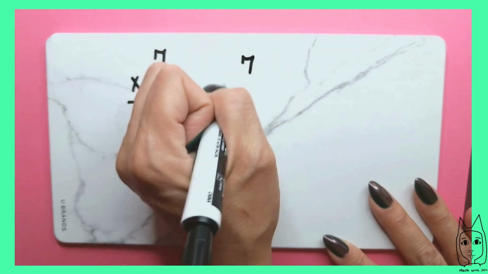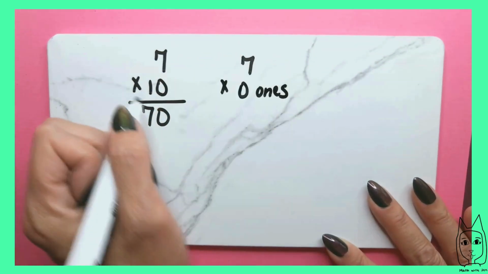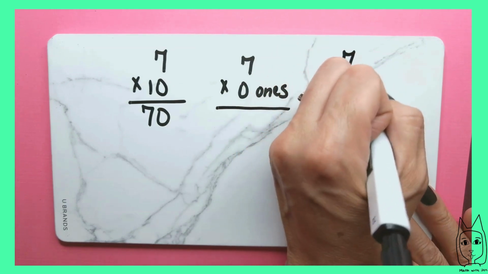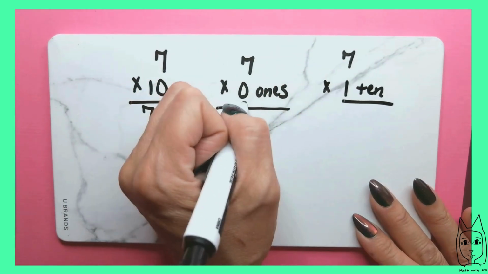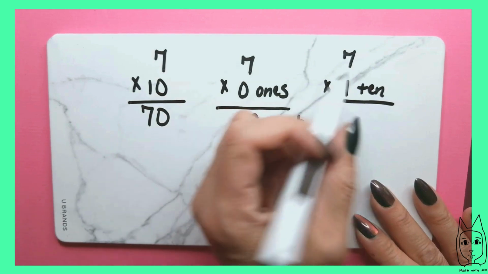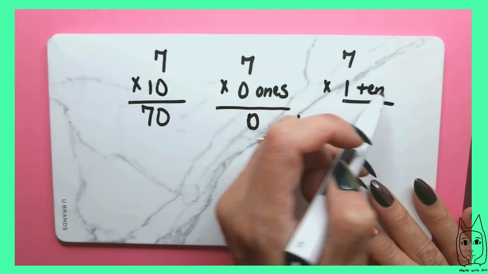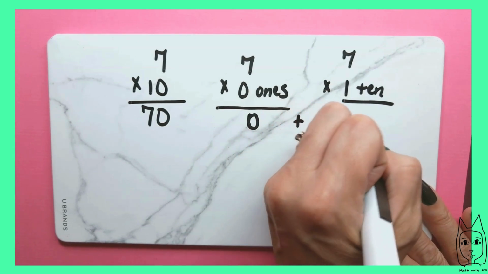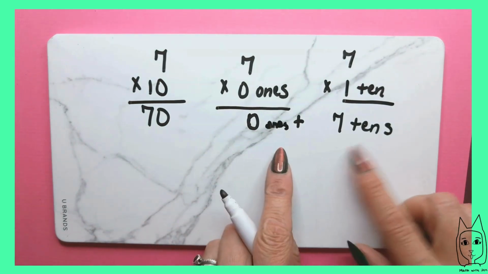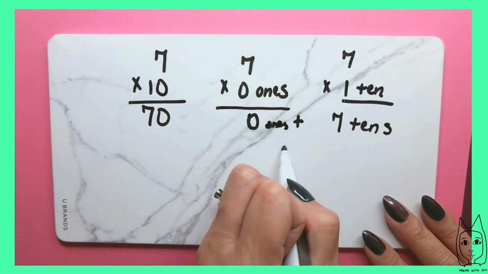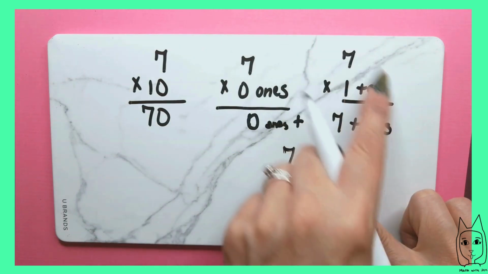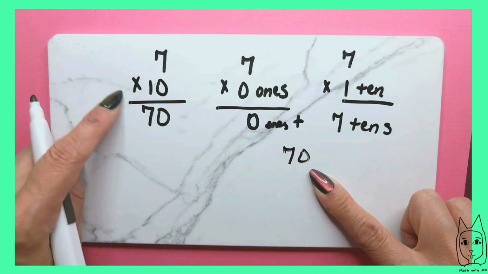We have 7 times 0 ones. Remember that 0 is in the ones place. And then we have 7 times 1 ten. If we do that, we have 7 times 0 ones, so we have 7 groups of nothing, which is still nothing. Over here, we have 7 groups of 1 ten, so that would mean we have 7 tens. We want to add 0 ones plus 7 tens. That gives me 70, because 7 tens would be written as 70. That is what's happening when you learned 7 times 10 equals 70.